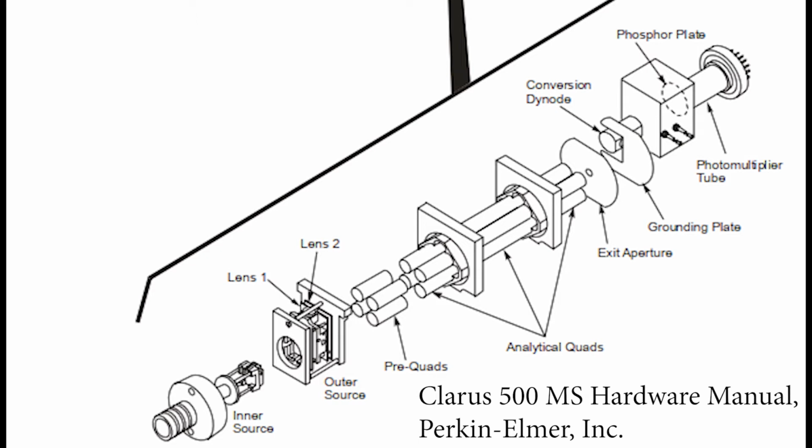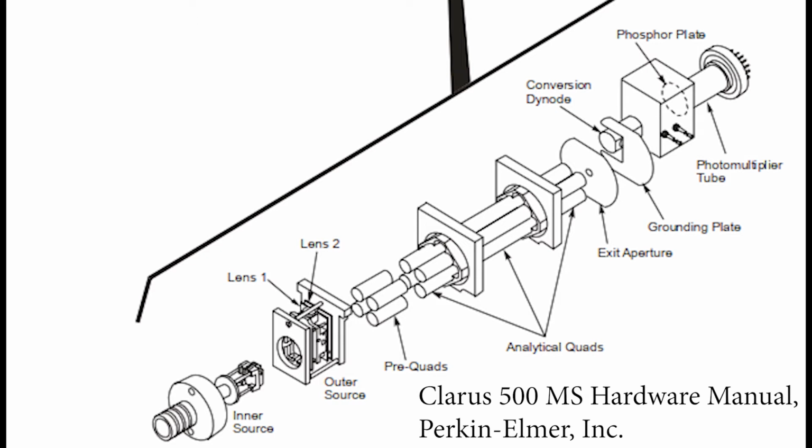So we hope the ions are formed in the ion source, fly, and are focused by lens 1, focused more by lens 2, and then they go into what is called the pre-quad. That's the pre-quadrupole, a quadrupole ion guide. And then they go into the actual mass analyzer, the analytical quads. And then they fly into that conversion diode phosphor plate. That's the detector, the conversion diode phosphor plate photomultiplier tube. So here we have two lenses and a quadrupole ion guide.